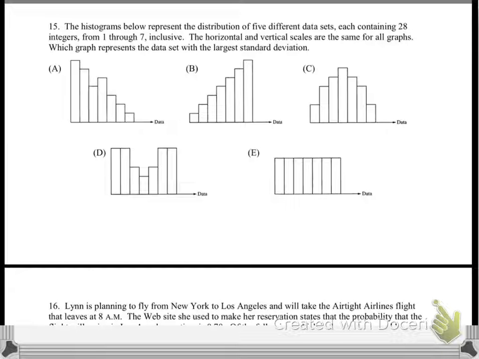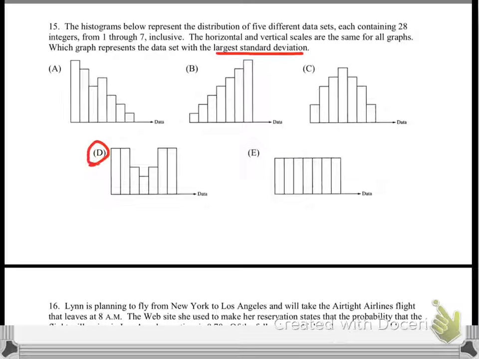All right, so what they want to know is which graph represents the data with the largest standard deviation. And so let's first talk about what is standard deviation. It is how far we are from the mean, okay? So the answer is D.